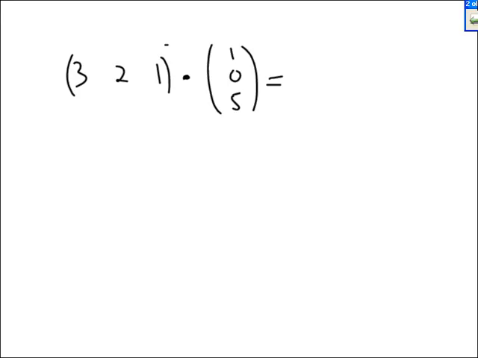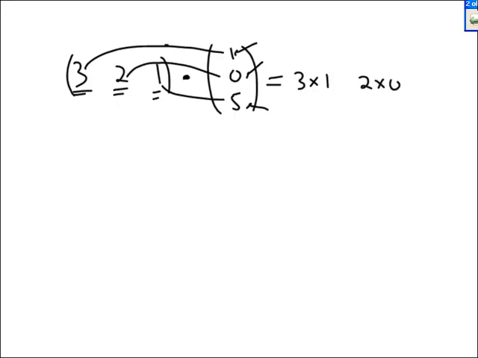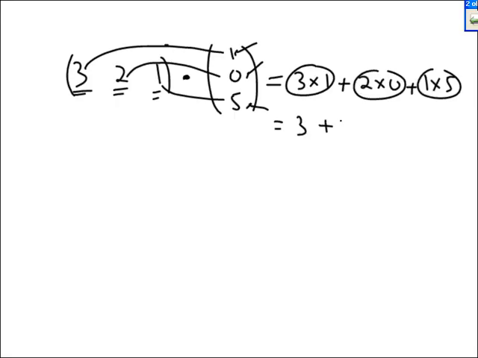Basically, this is the first number, the second number, the third number. We multiply the first numbers, the second numbers, the third numbers together, and we add up the results. That is, we multiply 3 times 1, we multiply 2 by 0, and we multiply 1 by 5. These are the 3 products, and we add them up. That is 3 plus 0 plus 5 is 8.